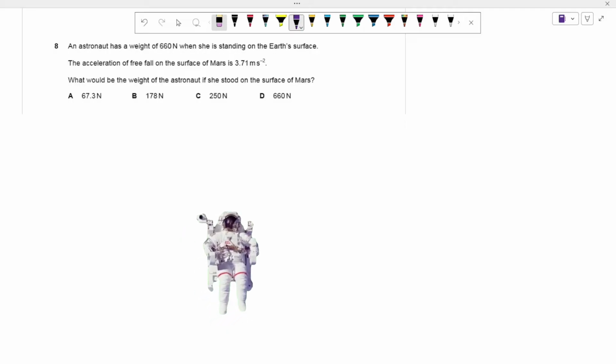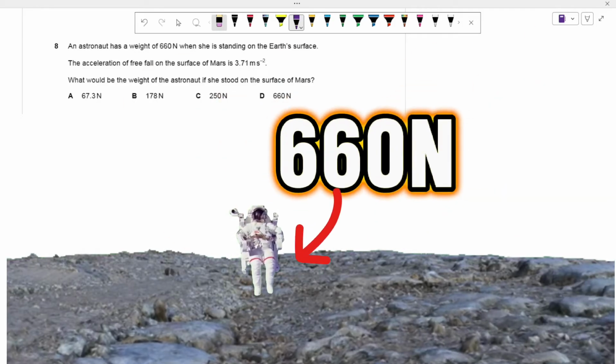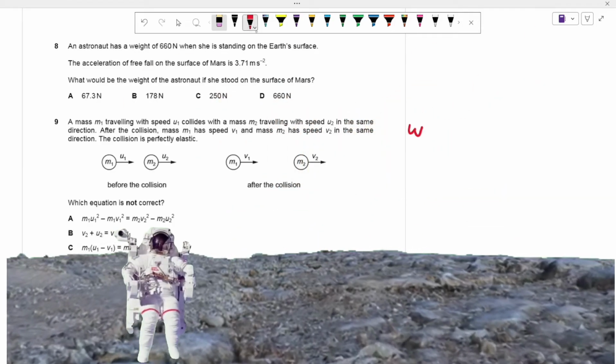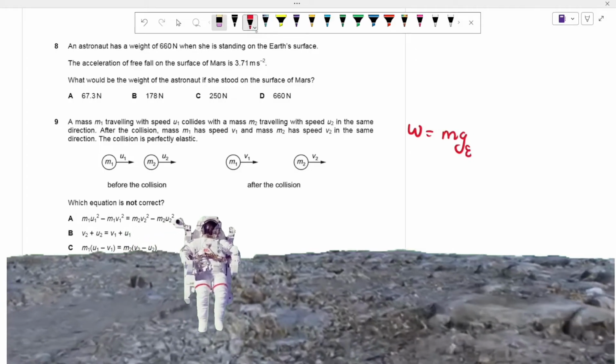So Mary is an astronaut, and Mary is standing on the Earth's surface, and when she's on Earth, she has a weight of 660. So the weight of Mary will be equal to the mass of Mary times the g on the Earth.